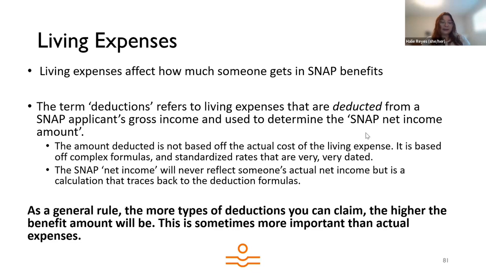So the amount deducted is not based off the actual cost of the living expense. An example is if they have $1,000 gross income and then they pay $600 in rent, their net income will not be $400. It's because DHS uses complex formulas and standardized rates to determine what these deductions are. So the SNAP net income will never reflect someone's actual net income. And as a general rule, the more types of deductions you can claim, the higher the benefit amount will be.